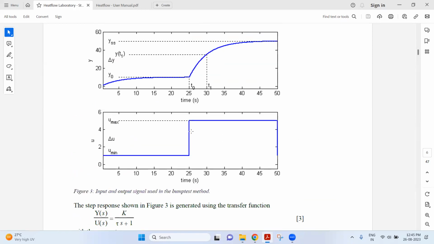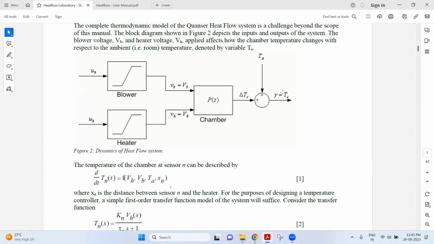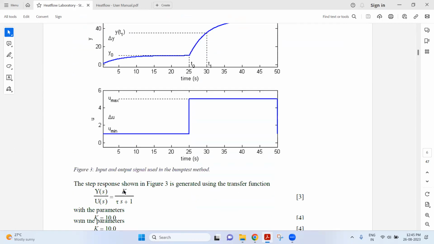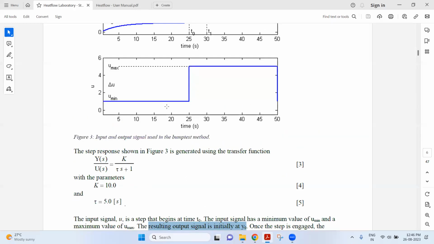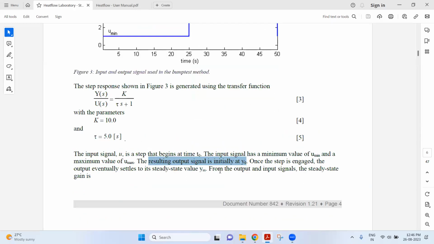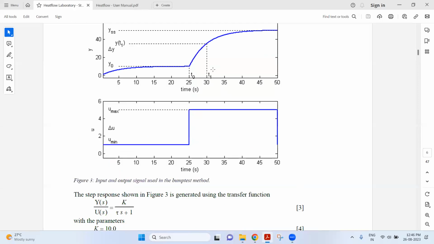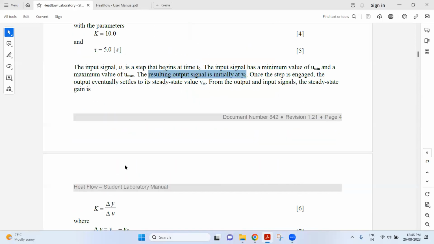If this is U max, the initial value will be Y0. See here, they are talking about this one. If both are 0, this will also be 0. Then what we do is we increase one step. So suddenly the output will change. Look here.